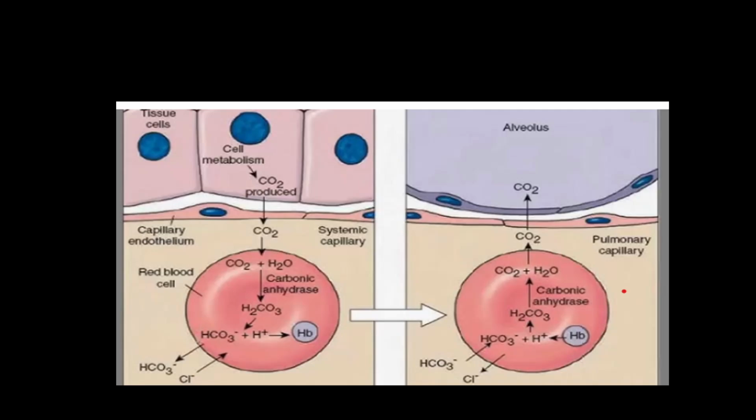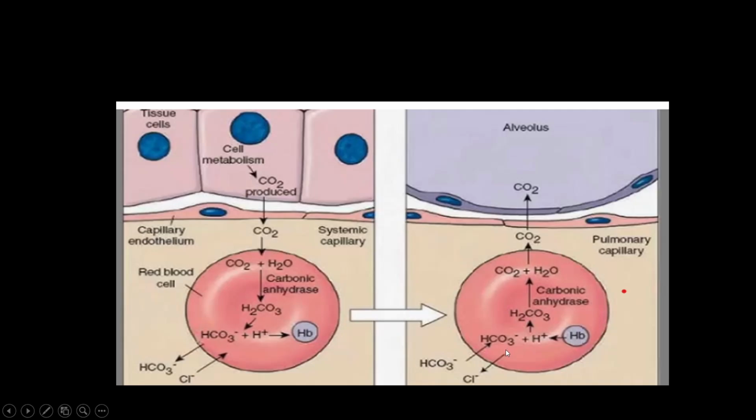This carbonic acid then soon dissociates to form bicarbonate and hydrogen ion. And this hydrogen ion combines with hemoglobin, and bicarbonate ion moves outside, that is into plasma. And to maintain the electric balance, from plasma chloride moves inside the RBC. But this mechanism occurs just opposite when carbon dioxide reaches the lungs region with the pulmonary capillary network.